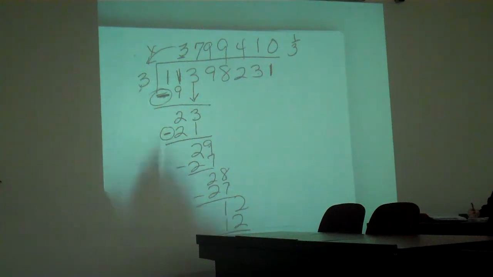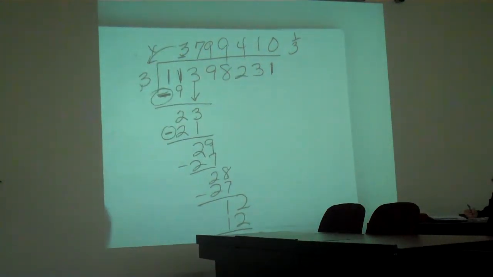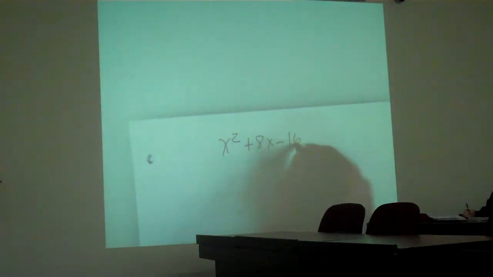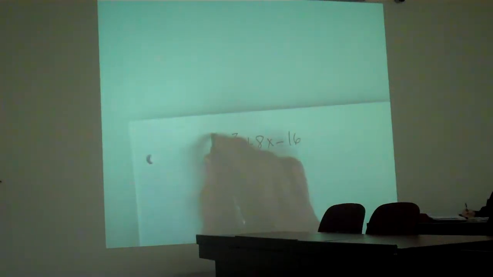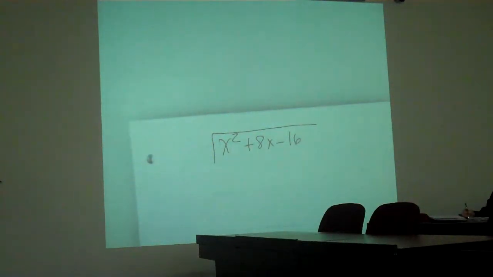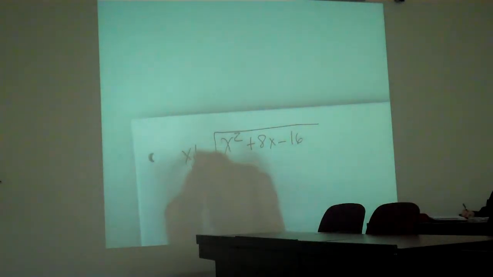Now we got to remember all this stuff that we did on this long division to do it with letters. I'll put it back up there every once in a while if we need to. Okay, let's do x squared plus 8x minus 16. We're going to divide that by x plus 4. We're not just dividing by one thing now.